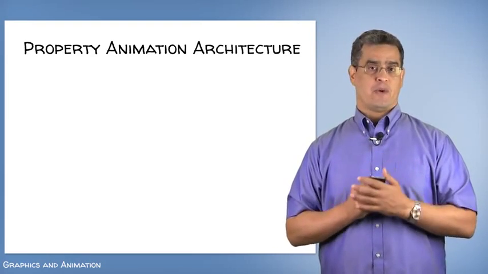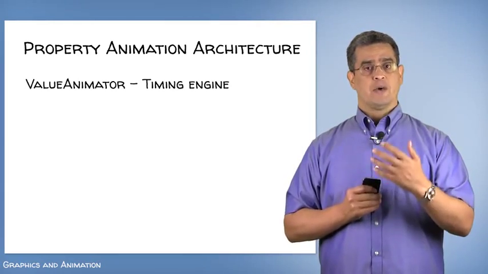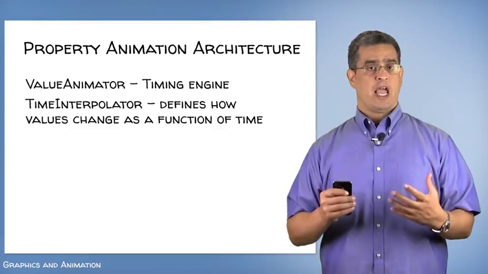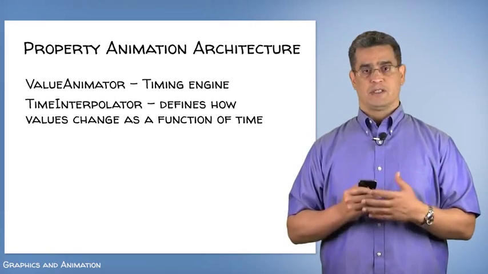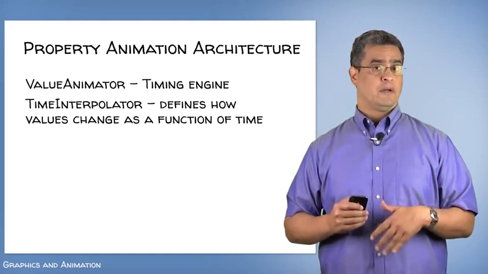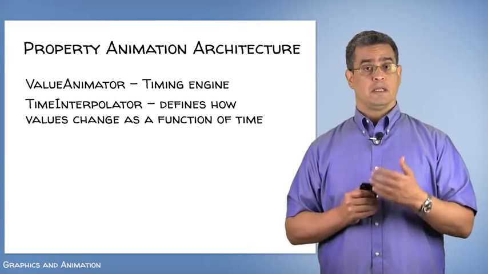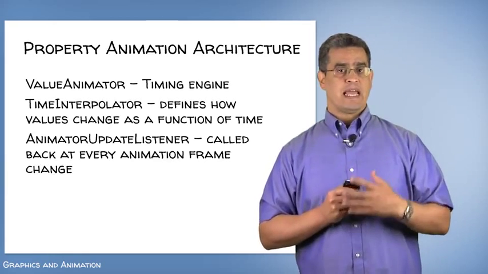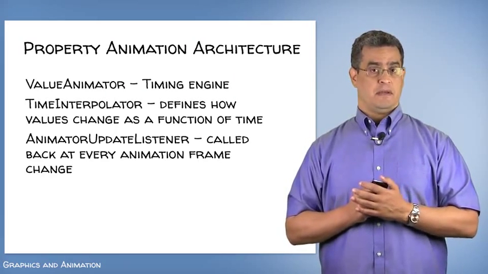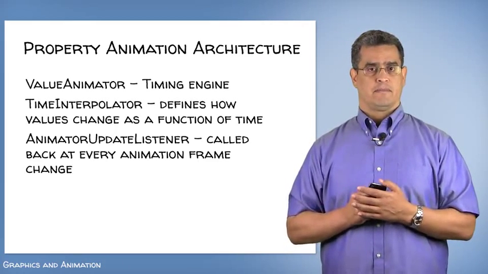First, there is a value animator, and this is the main class that controls the animation. The value animator contains a time interpolator, which determines how values change as a function of time. For instance, over time, do the changes happen uniformly? Do they speed up, slow down, or use some combination of the two? Value animator also defines a listener interface called Animator Update Listener. And this interface defines the onAnimationUpdate method, which gets called each time a new animation frame is created.